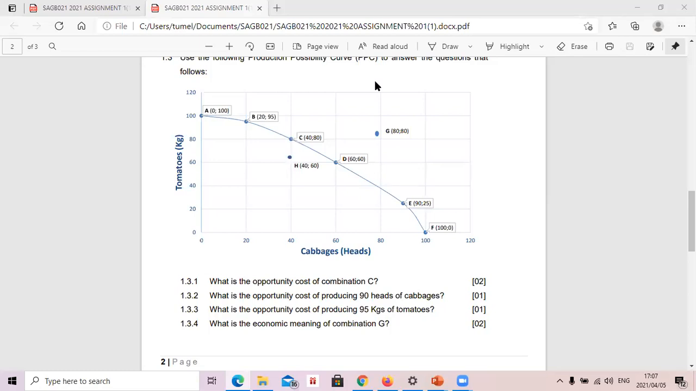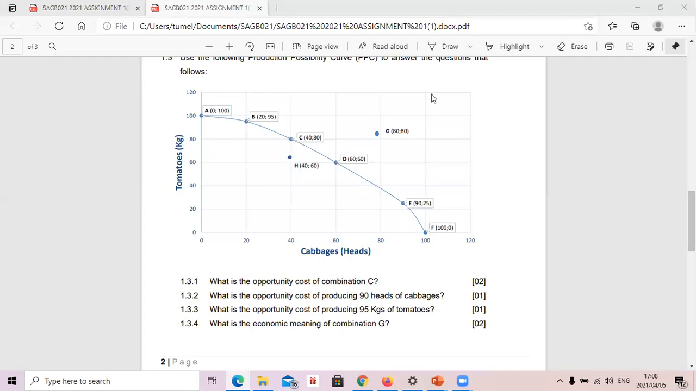1.3.2. What is the opportunity cost of producing 90 heads of cabbages? You go and check where there is 90 heads of cabbages. Which combination is it? E. Good, it's combination E. So are we going to answer in terms of cabbages? No. We answer in terms of tomatoes. So calculate the opportunity cost of tomatoes. 75 kg. Yes, when you interpret, you will say the opportunity cost of producing 90 heads of cabbages is 75 kgs of tomatoes.